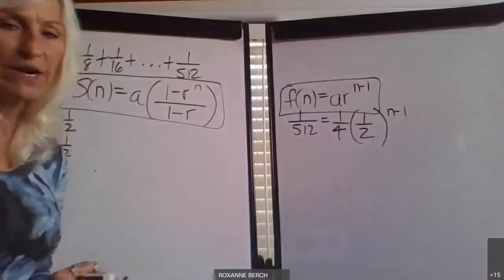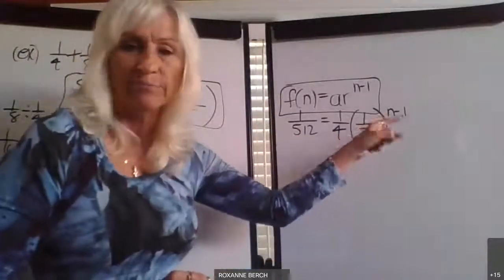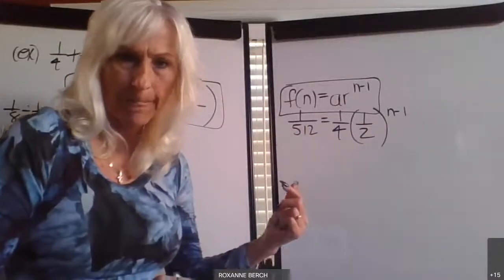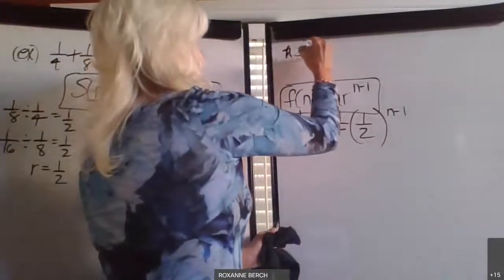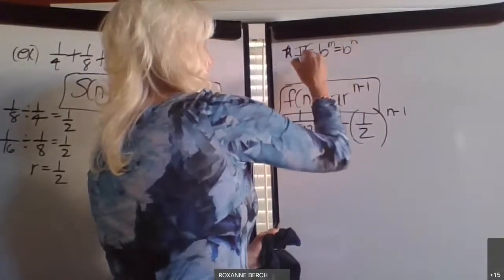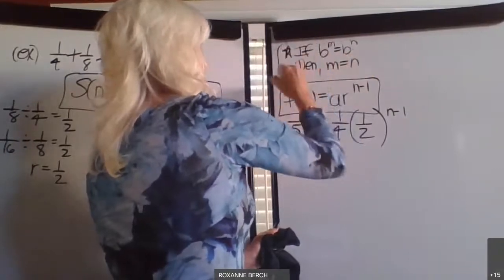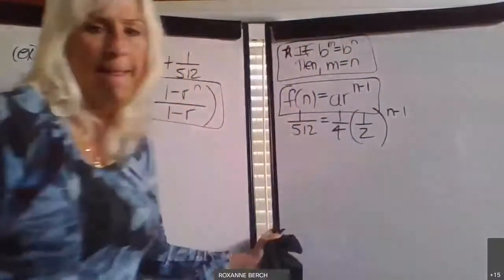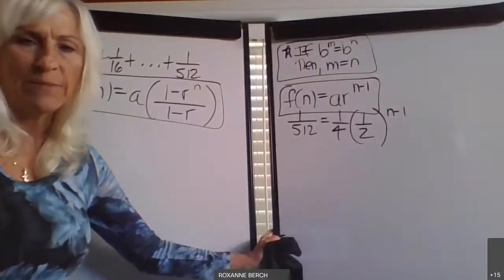So what we have here is an exponential equation, and we have to get the n down. Now, do you remember the rule that I gave you the other day that we haven't learned yet? I said, if you have b to the m equals b to the n, then m equals n. Remember that? So watch what happens, so it goes away.